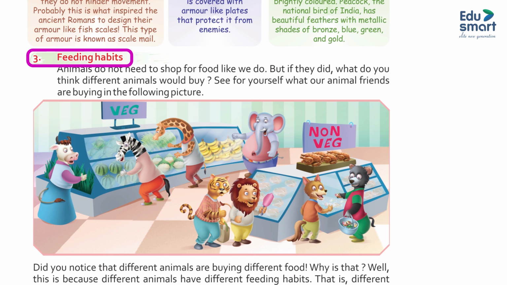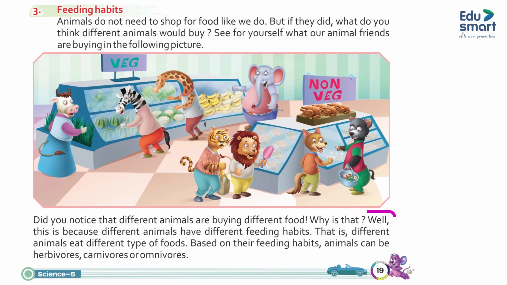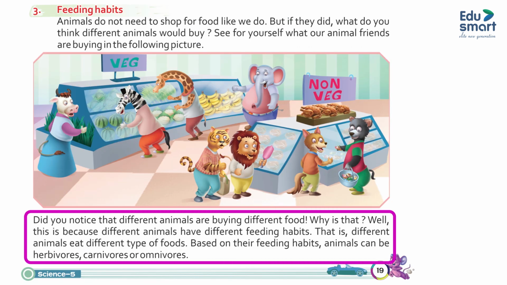3. Feeding habits. Animals do not need to shop for food like we do, but if they did, what do you think different animals would buy? See for yourself what animal friends are buying in the following picture. Did you notice that different animals are buying different food? Well, this is because different animals have different feeding habits. That is, different animals eat different types of foods based on their feeding habits.